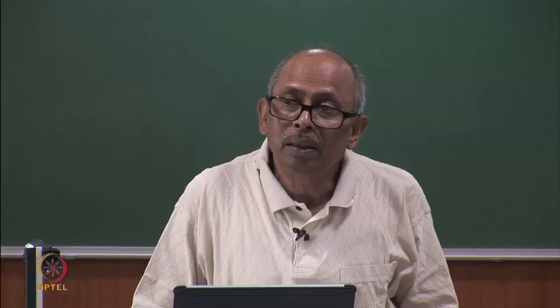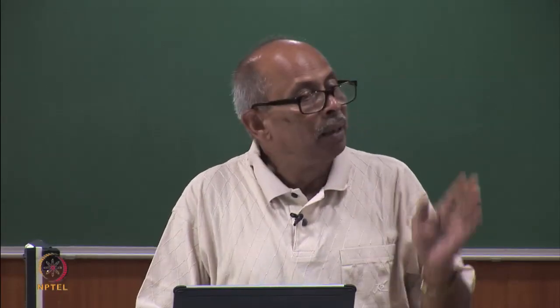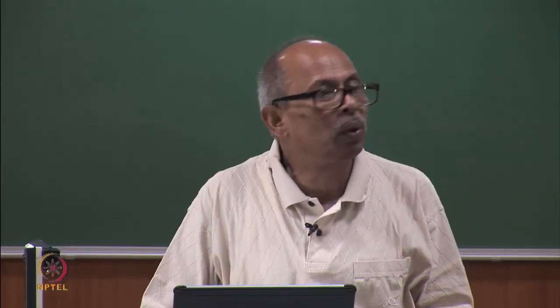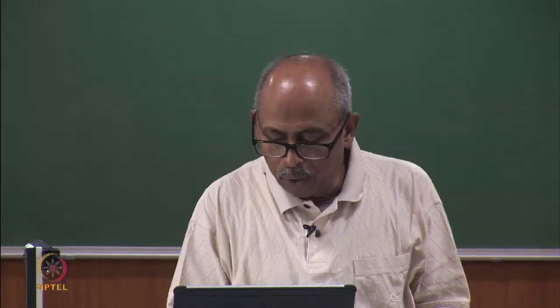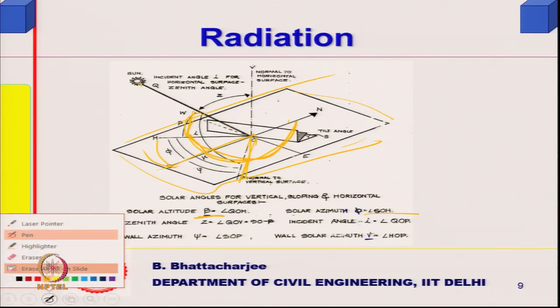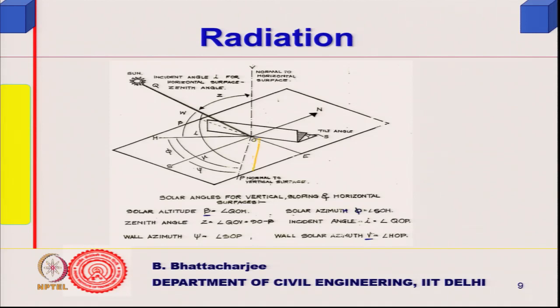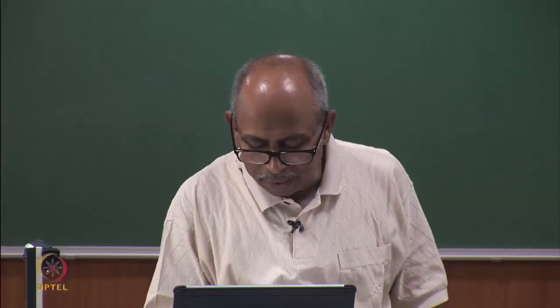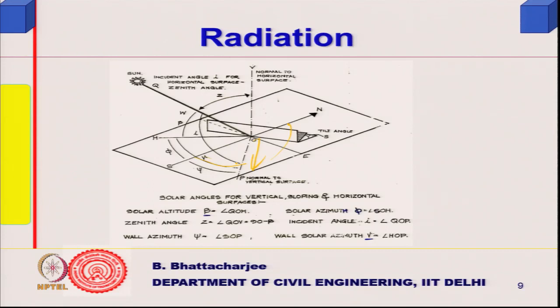Now, I must define the position of my surface. So, what I do? I draw a normal to the surface. Okay, let me erase the previous one, otherwise it will confuse. So, this is the normal to the surface. Now, I can find out the wall azimuth from the same reference, going clockwise from the south. If it is anti-clockwise, then it will be minus.